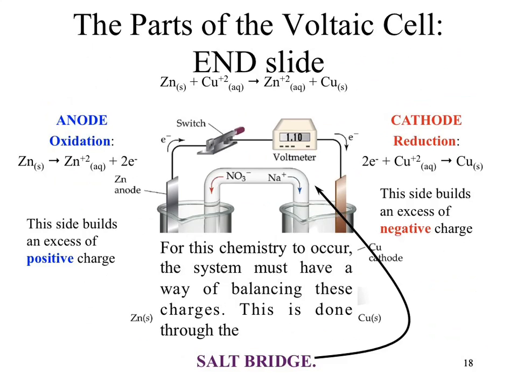So if we take a look at our cathode, it accepts electrons. So great, our electrons flow towards the cathode. Okay? To balance out that excess negative charge, we need to balance it with a positive. So what starts to flow through our salt bridge? Positively charged ions. In this case, sodium ion.